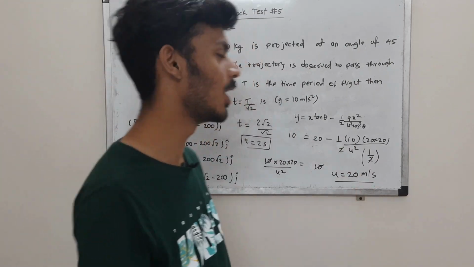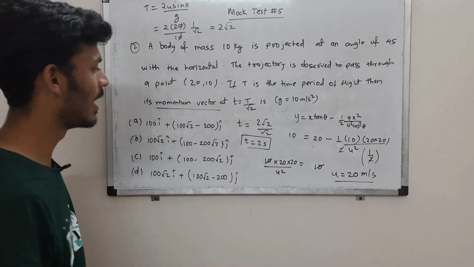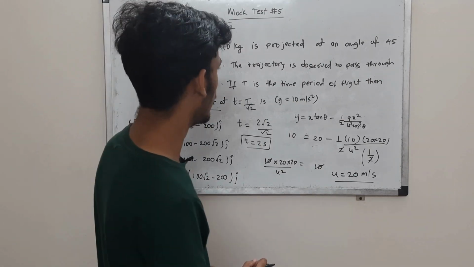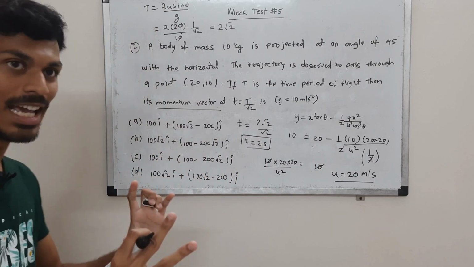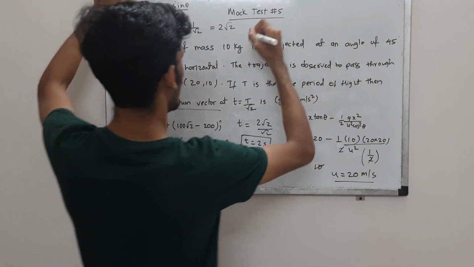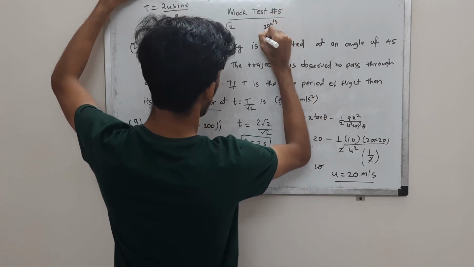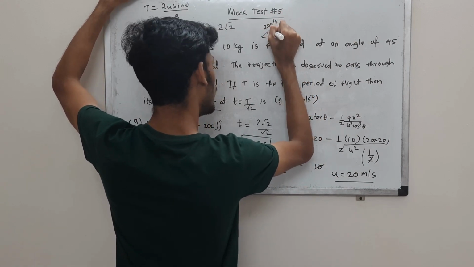Okay, so the question boils down to this. It's a very good question, right? So now let us find the momentum vector. So there will be momentum in x and y direction. Now we have found the velocity. Again, this is giving us a lot of info. So velocity is 20 meters per second, right? And this is thrown at an angle of 45 degrees.